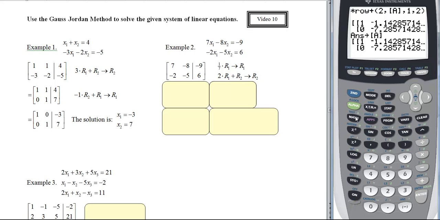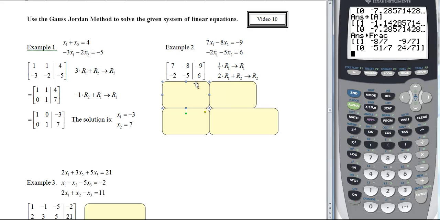Nasty looking stuff, so let's go frac it, and it won't be as nasty. Let me delete my box. So there it is. So now, first column's complete. I'm working in my second column, and in the second column I've got to go to second row, second column element, make it a 1 by multiplying by the reciprocal. So I'm going to multiply row 2 by a negative 7 over 51.